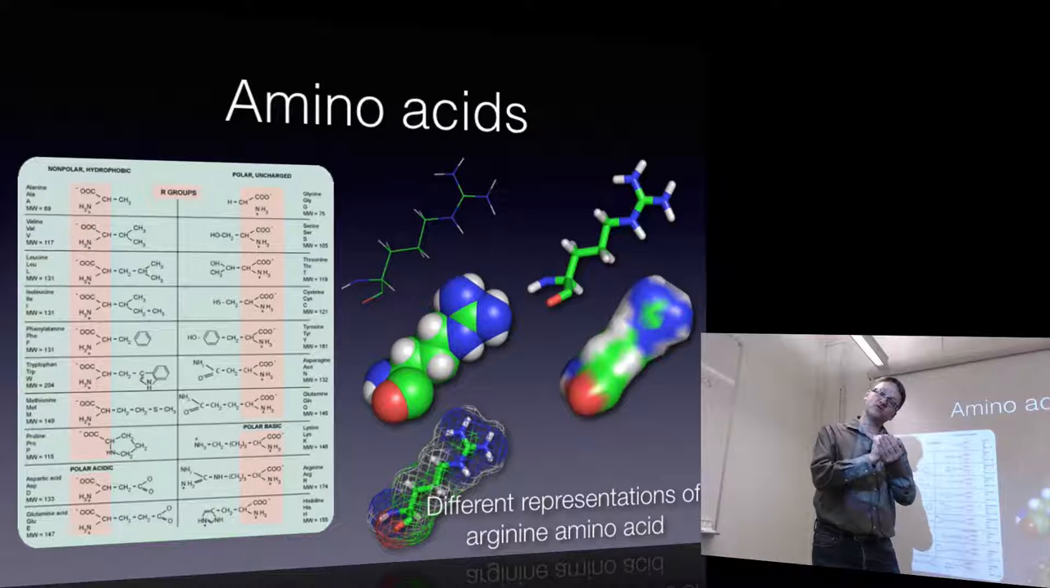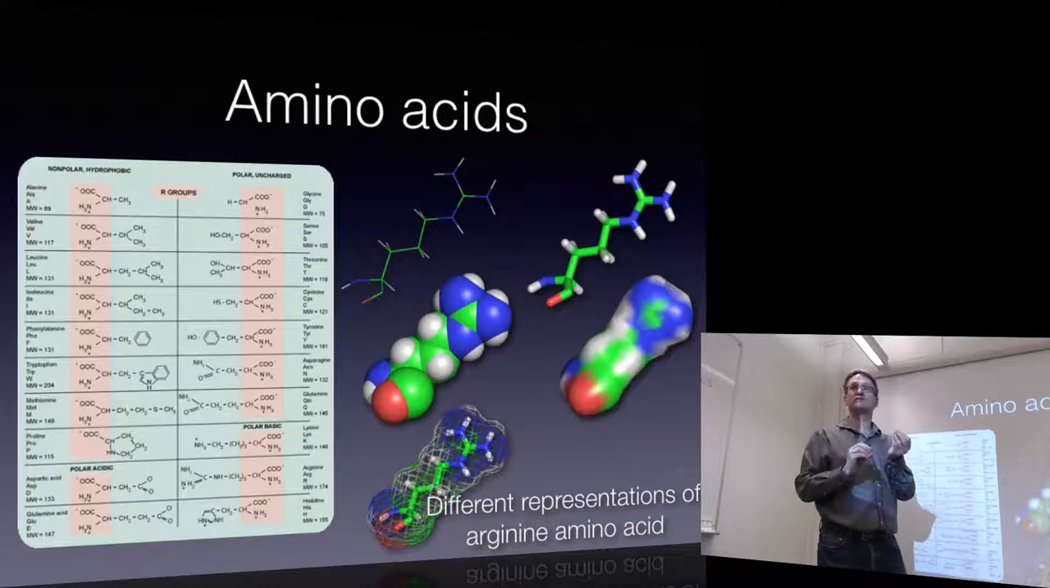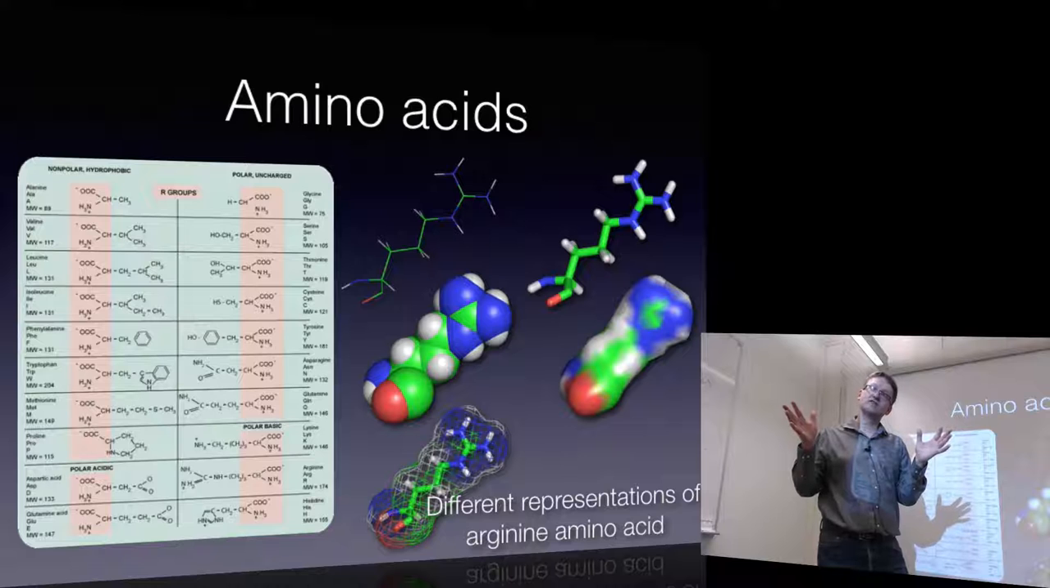If you have a very small cavity, and you have a large amino acid sticking into that cavity, if we take this large amino acid and replace it with something much smaller, you effectively created a larger cavity, right? And that's going to influence what ions or other small molecules can bind in the cavity.